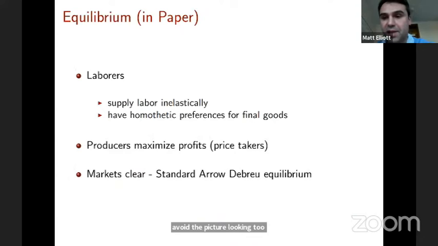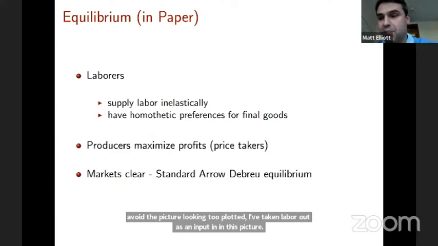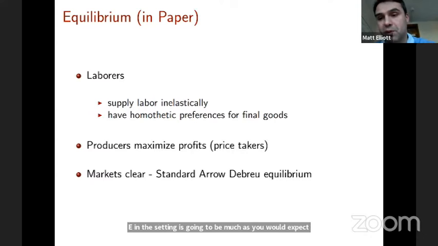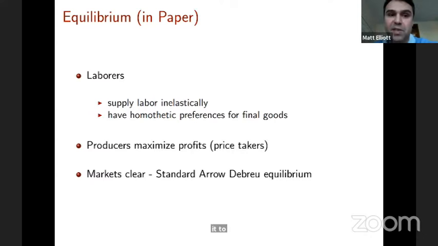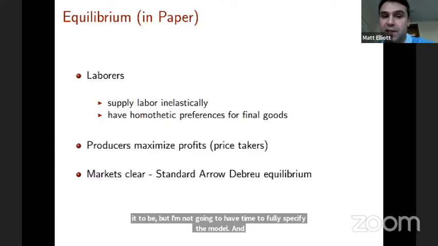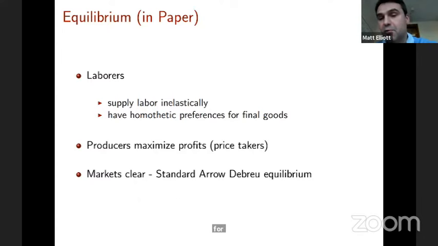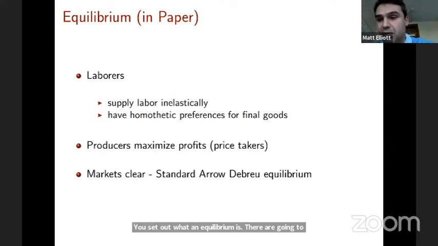Equilibrium in the setting is going to be much as you would expect it to be, but I'm not going to have time to fully specify the model and fully set out what an equilibrium is. There are going to be laborers in our model. They're going to perfectly inelastically supply their labor. And they're also going to be our consumers, and we're going to give them homothetic preferences for final goods, which is going to mean that our model admits a representative consumer.